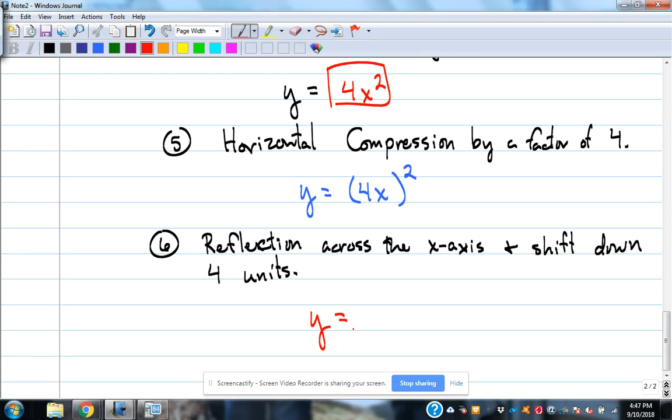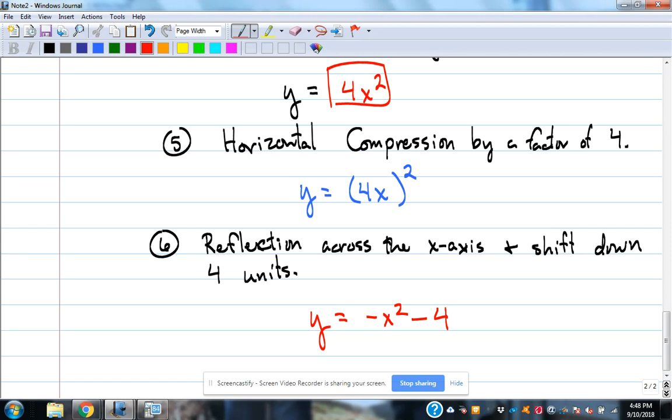Reflect across the x-axis. What's that going to do? Make it negative. So that's a negative x squared. And then if we shift that down 4 units, what do we do next? Inside or outside? Good. Vertical, so it's on the outside. If it were a horizontal shift, we would have to erase that squared, put a parenthesis set around it, and then put our +4 on the inside.